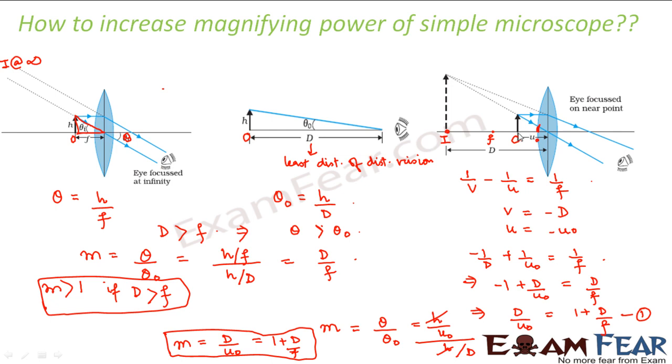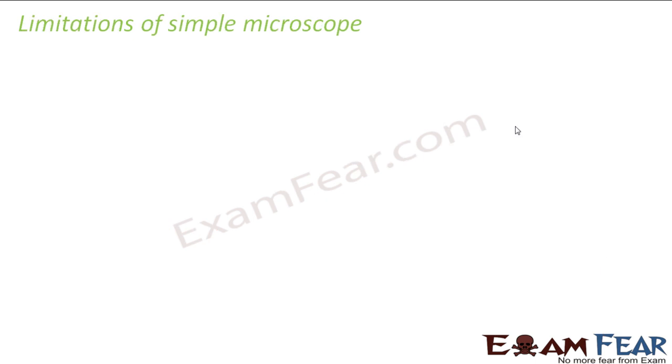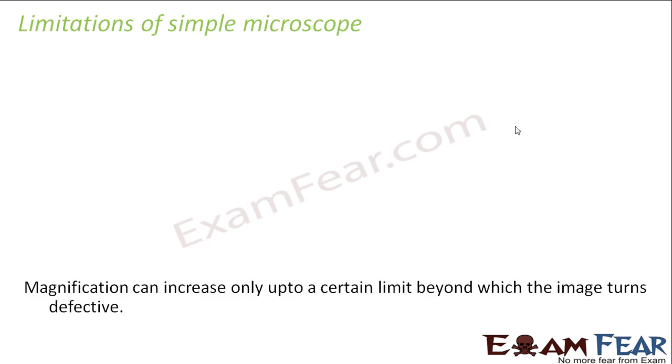Now if we try to bring the object even more closer, maybe the image size will increase, but since the image also starts coming closer, in that case the vision will get blurred. So thus it was found that the magnification factor became a limitation for simple microscope. It was seen that it can increase only up to a certain limit, beyond which the image turns defective. So there came into picture.